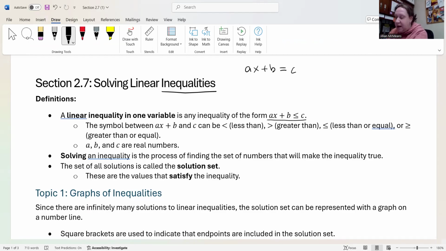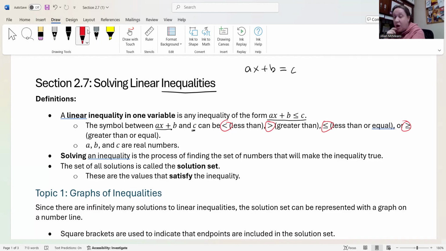With that said, the symbol between the ax plus b and the c can be a less than symbol, a greater than symbol, less than or equal, or greater than or equal. So now the left does not equal the right. It's either less than, greater than, less than or equal, greater than or equal to the right. And our job is to find the values of x that maintain that inequality. Okay? We just need to know that a, b, and c are real numbers. They can be integers, whole numbers, decimals, fractions, anything.